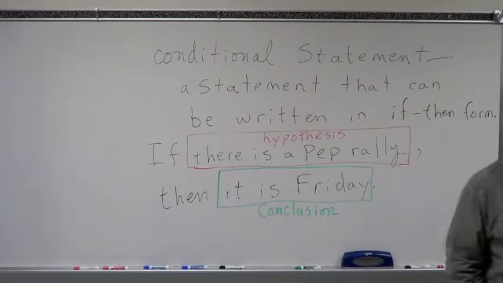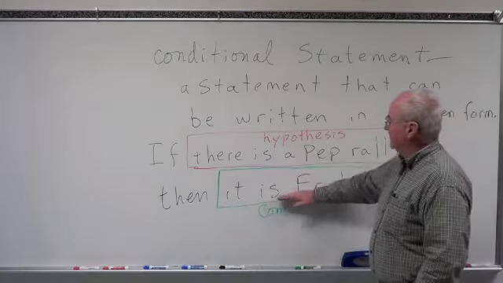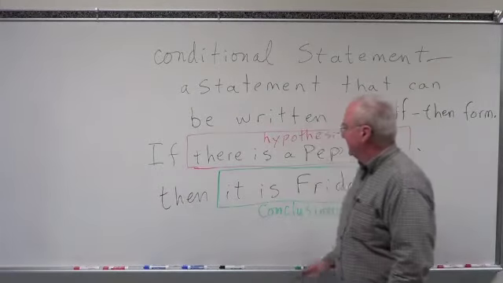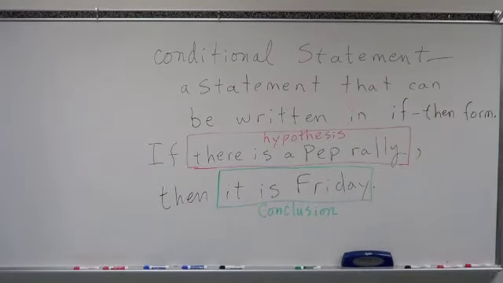The hypothesis is the part that comes immediately after the if. Notice, immediately after the if, it does not include the if word. The conclusion is the phrase that comes immediately after the then. Hypothesis does not include the comma, does not include the if. Conclusion does not include the then or the period. Simply the phrase. Okay? Hypothesis is always connected to the if, but does not include the if. Conclusion is always connected to the then, but does not include the then. Alright? It's our hypothesis and conclusion.